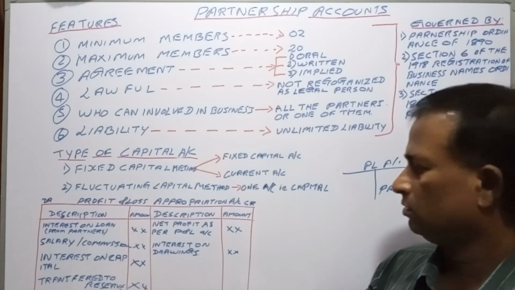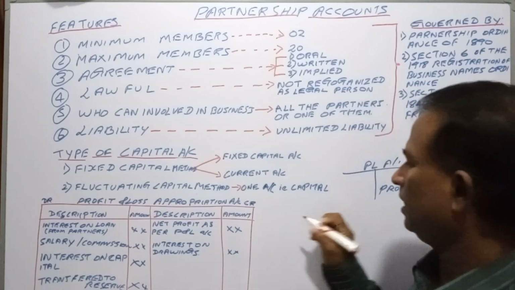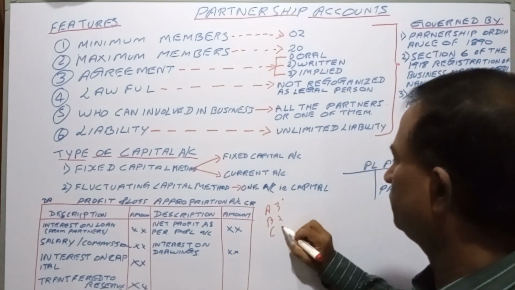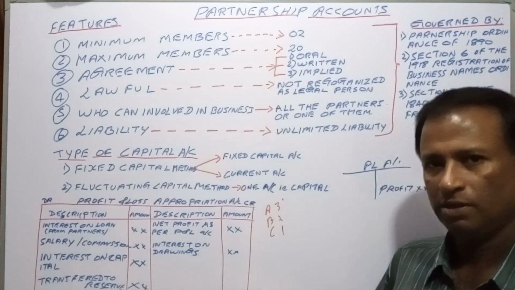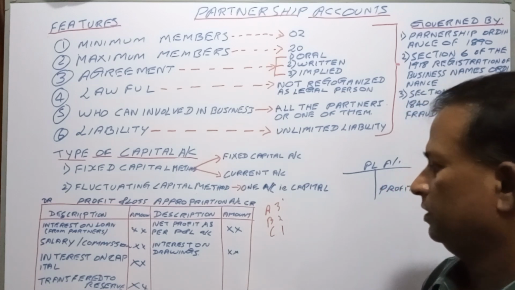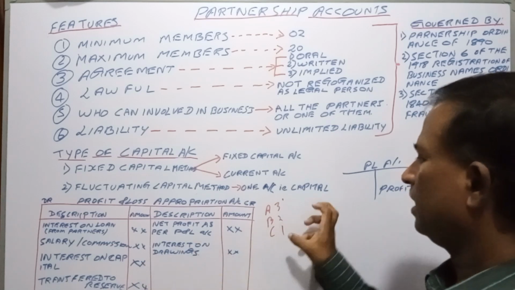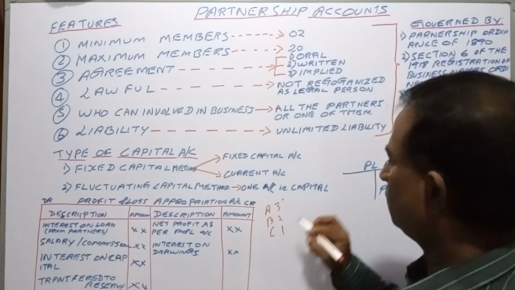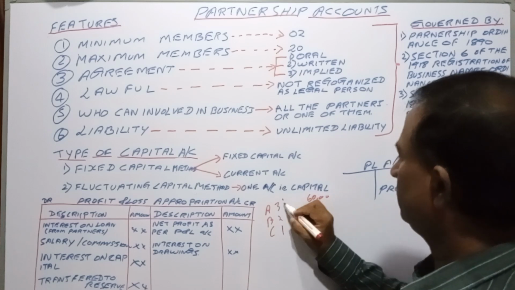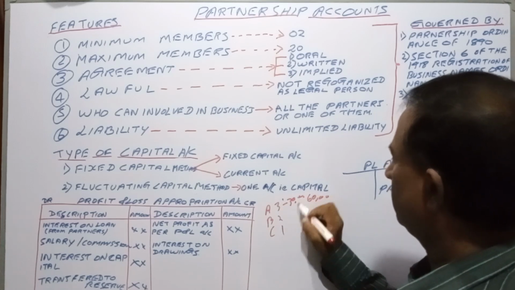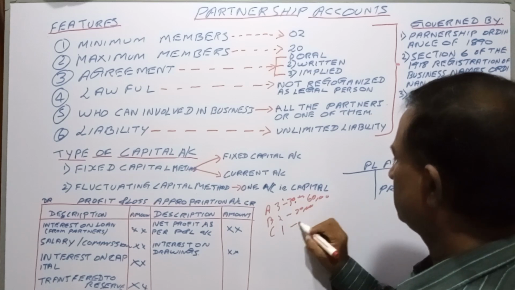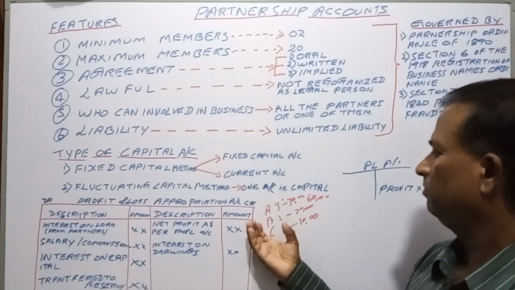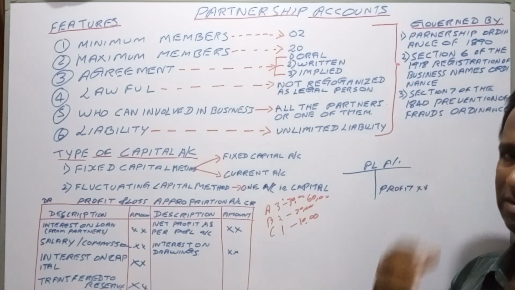If there are three partners, say A, B and C, with a profit sharing ratio of 3:2:1, then we can share the profits when we are transferring. If you say 60,000 is the profit, right? Then A will get 30,000, B will get 20,000, C will get 10,000. These profits will be transferred to the capital accounts, right?